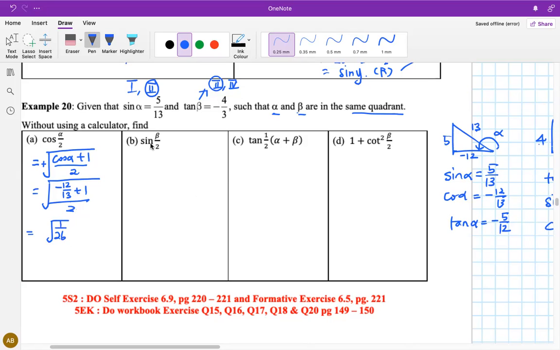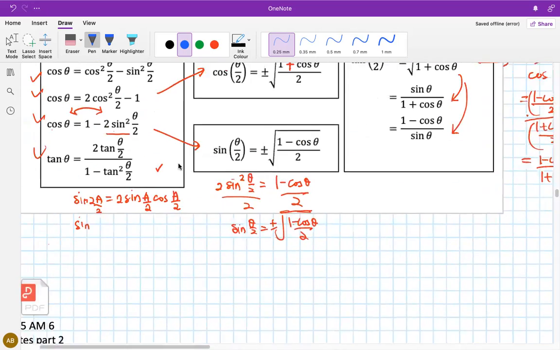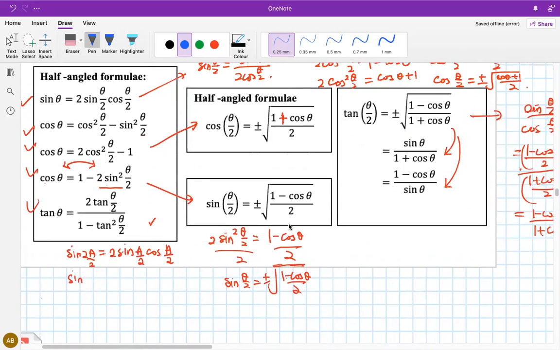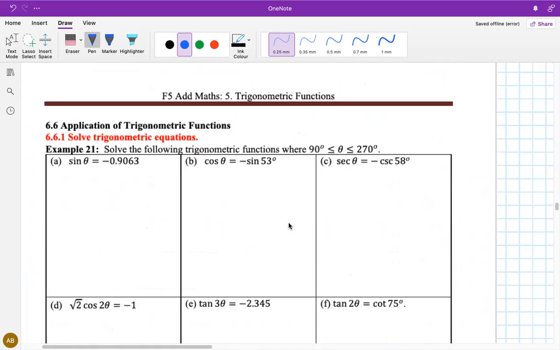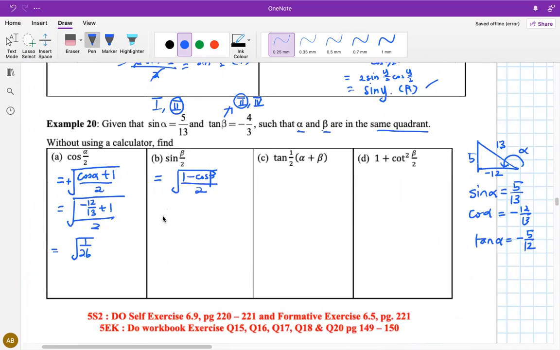All right, and then sine beta over 2 is the square root of (1 minus cos beta) over 2. So you use this formula, 1 minus cos theta over 2, right? So we substitute the value in. So 1 minus cos beta, where cos beta is negative 3 over 5, and then divided by 2.